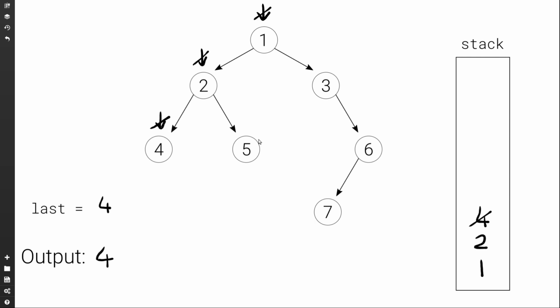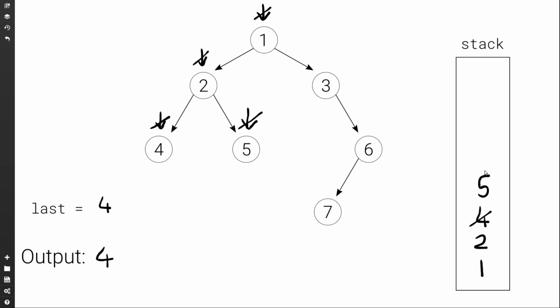So the right child of 2 in this case is 5. We push it to the stack and we move to the left of 5. The left of 5 is null. So because current is null, we set current to the right child of what's on top of the stack. The right child of 5 is null.